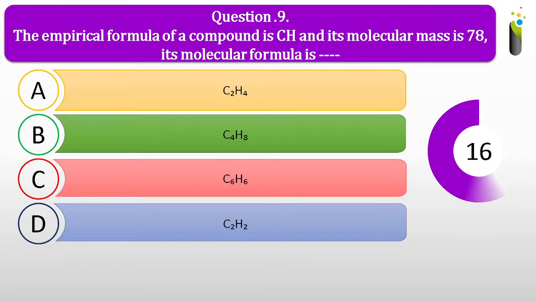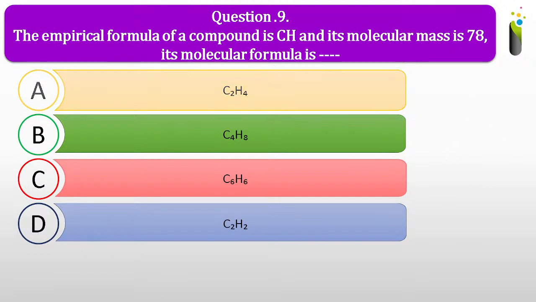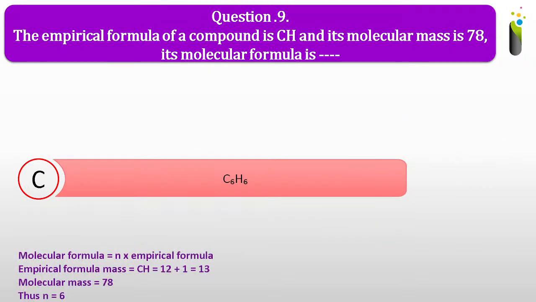So think about it: the empirical formula of the compound is CH. Its molecular mass is 78, so its molecular formula would be what? Answer me fast for question number 9. So the correct answer for question number 9 is C, that is C6H6, because the molecular formula is equal to N into empirical formula.